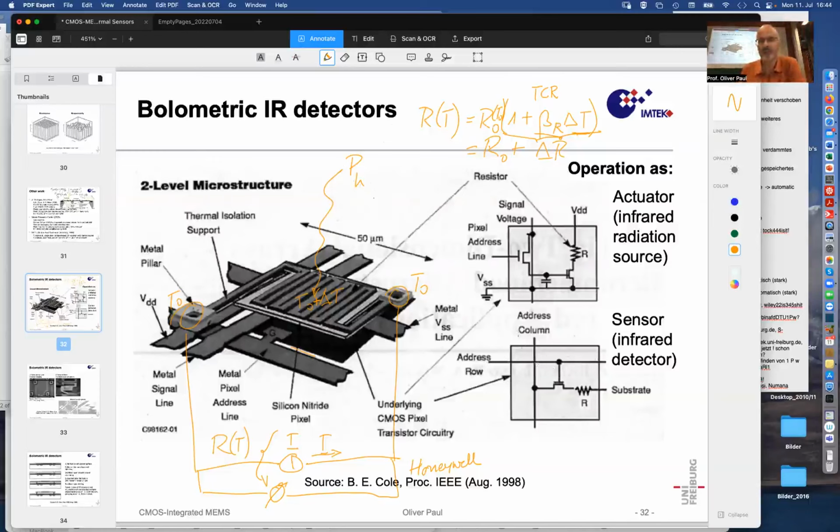And this is done with some simple logic where the resistance measurement can be switched on and off by some integrated transistor in the subjacent infrastructure, and by having some address row and column.